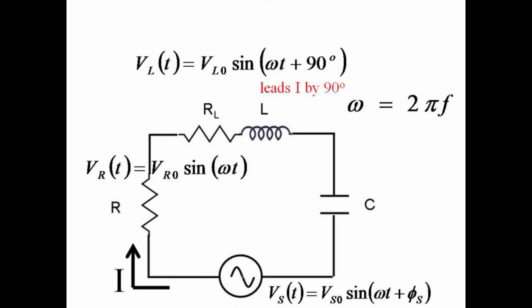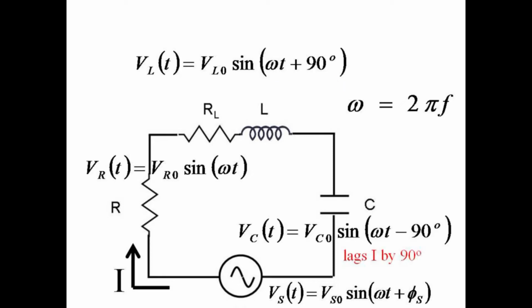The voltage across the inductor is a type of back EMF, because the inductor opposes changes in current. Since the inductor opposes changes in current rather than the current itself, its voltage leads the current by a quarter cycle, or 90 degrees. The voltage across the capacitor is proportional to the charge on the capacitor rather than the current, and thus lags behind the current by a quarter cycle.